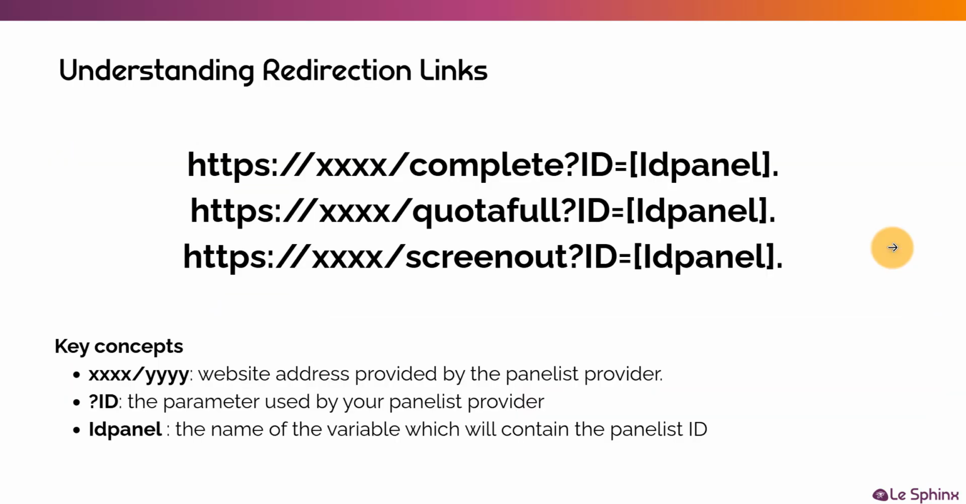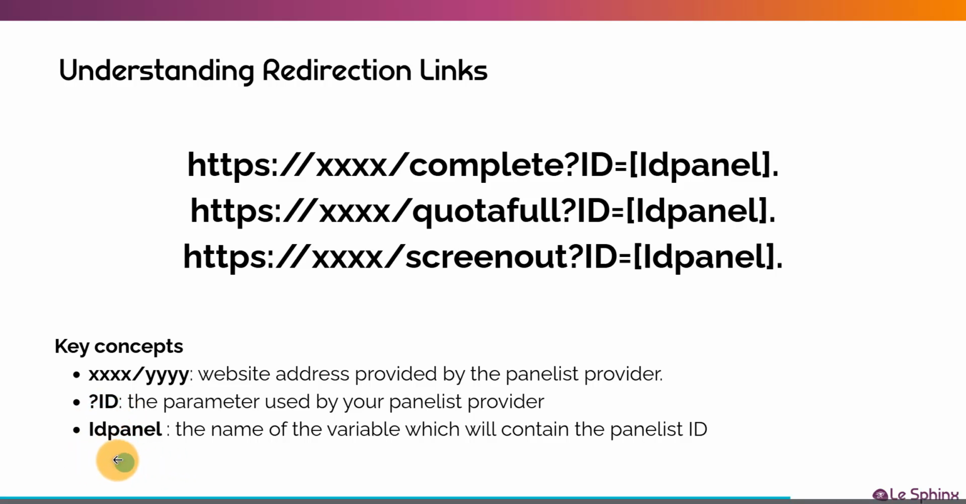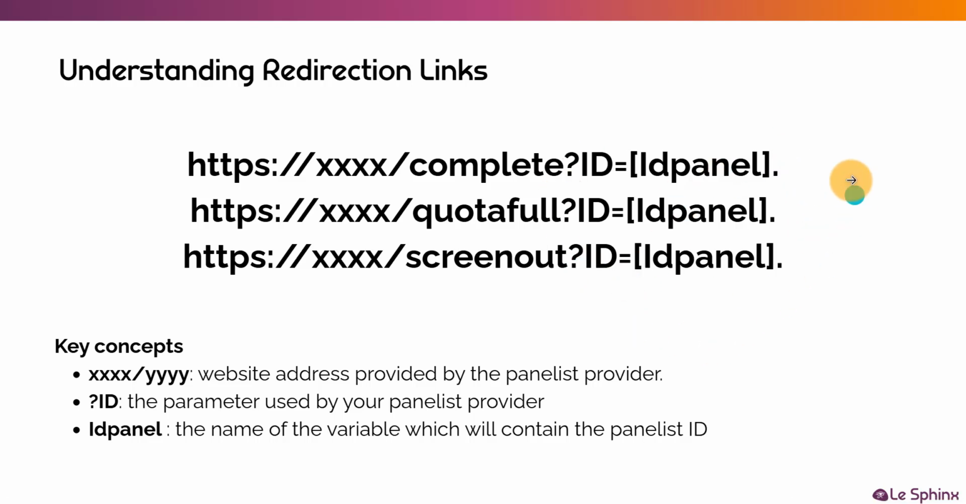Each redirection link follows a specific structure. It includes a base URL from the panel provider, a parameter used to identify the respondent, and the value of that parameter from your survey. In this example, the base URL is the panel endpoint, the parameter is ID, and ID panel is your survey variable. The name inside the brackets must exactly match your variable name. Otherwise, the panel will not be able to match respondents correctly.